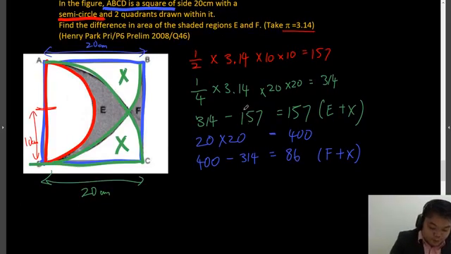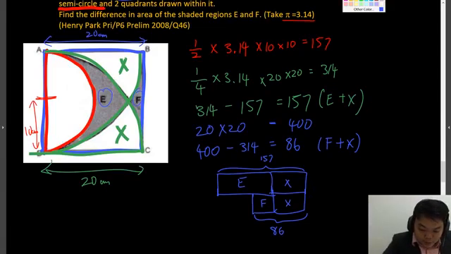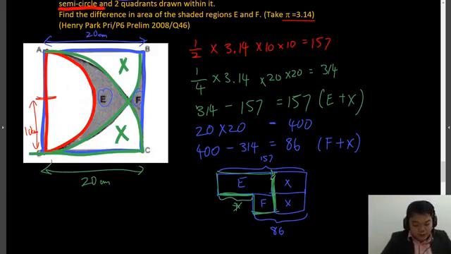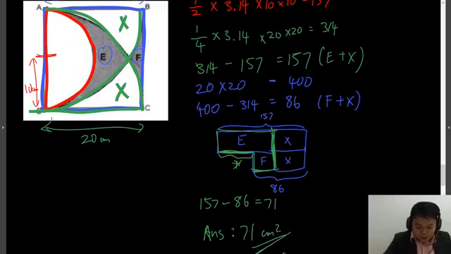So once we have this already, we can now find out the difference between E and F by using a model to represent the situation. We have E and X over here, which gives us the total area of 157. We have F and X over here, which gives us an area of 86 cm squared. So if you came in a bit later, and haven't heard me say this, you only want to focus on the difference between E and F. This would be the difference. So over here, X and X is common. It cancels out each other. And this produces the difference when we take 157 minus 86. And this will give you 71. So the answer here will be 71 cm squared.